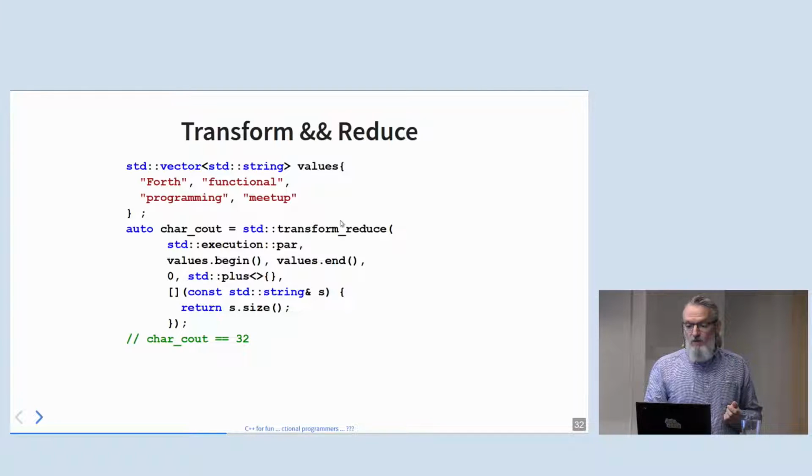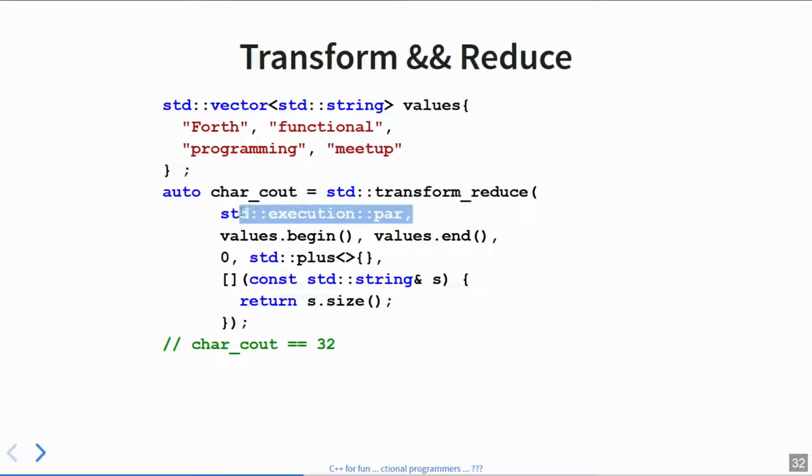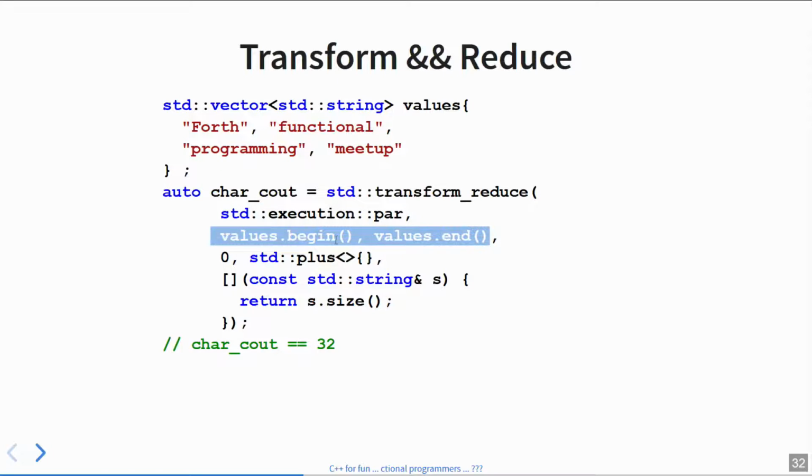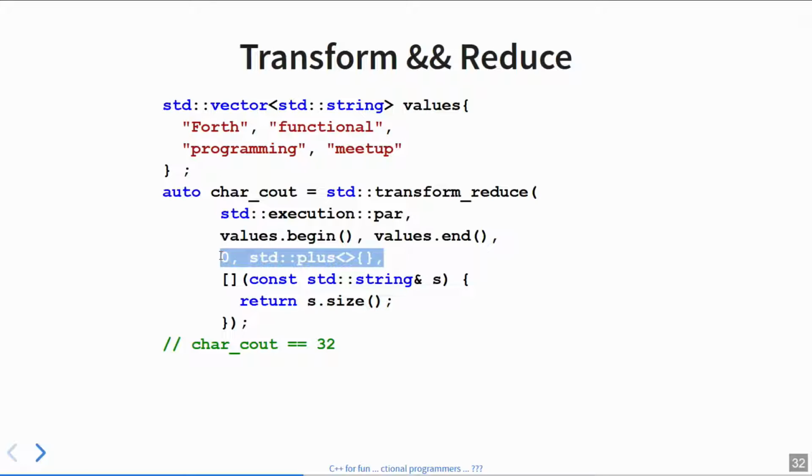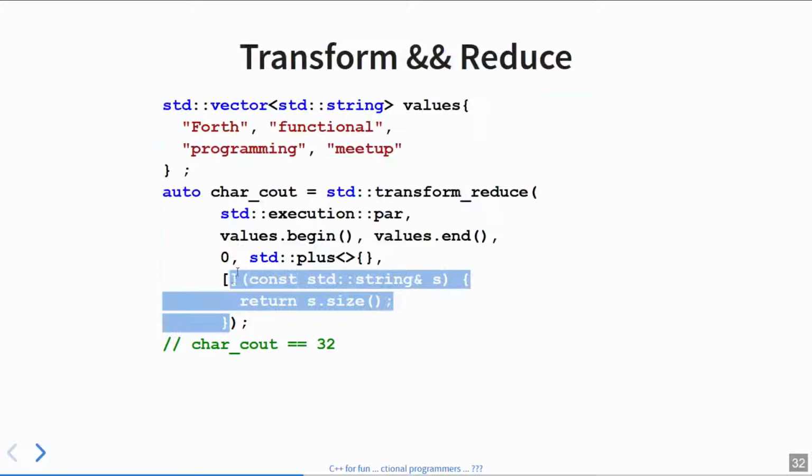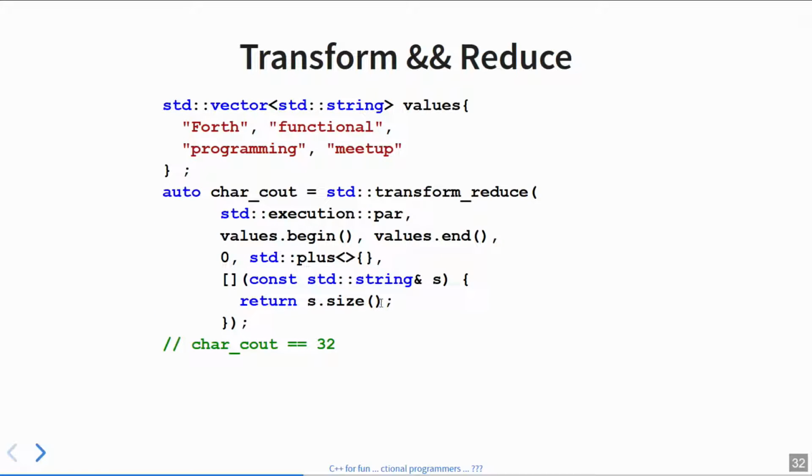So I have this function transform reduce. Here you say please run in parallel. So you don't need to go to the low-level stuff, right? It will do the optimal thing for you. It will be very hard for you to write this better by hand. We take again the input range. We have the reduce part with the initial value and the operation. And here we have the lambda for the transform function, which returns the length of the string, or the character count of the string. And then we get back the character count, executed in parallel.